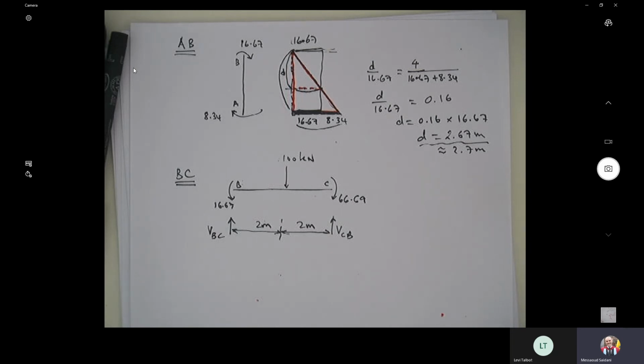Can I ask you, please? I'll give you 2 minutes. Can you work out VBC and VCB, please? Have a go with a pencil if you are not sure. Take moments about C equals 0, and take moments about B equals 0. Then you do clockwise moments equals anti-clockwise moments. You can follow the notes from yesterday if you want.